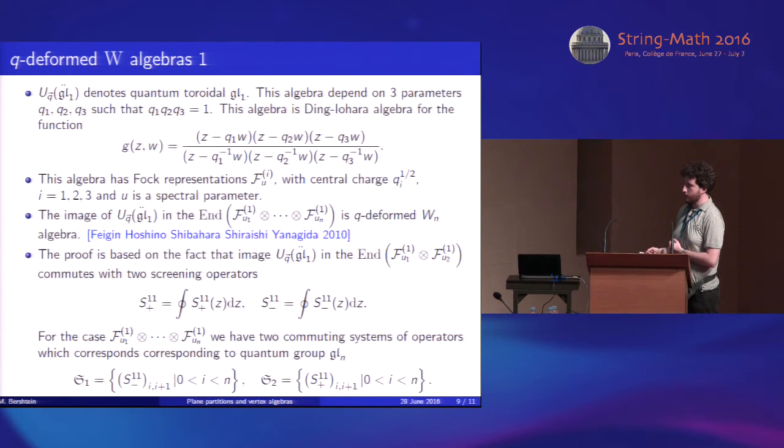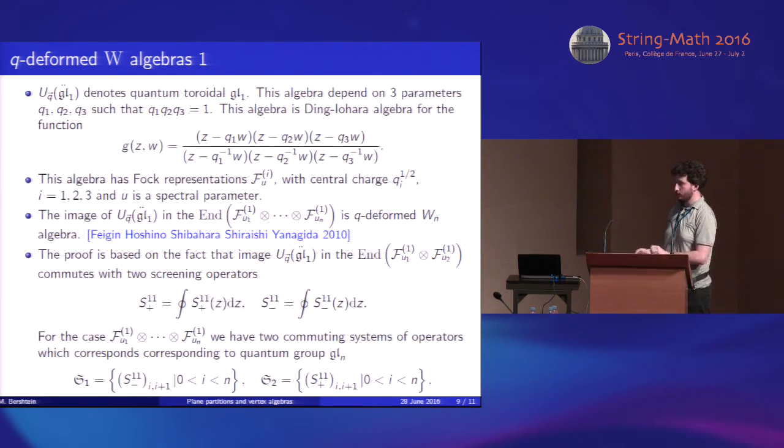And this S plus of Z, this screening current, is a certain exponent here in terms of Heisenberg algebras acting here. If we have a tensor product of n factors, then for each 2 consecutive factors we have a corresponding pair of screening operators, S plus and S minus, and by i plus 1 I denote the position of these 2 factors. And due to the construction of the coproduct, the image of this algebra should commute with all these 2n minus 2 screenings.